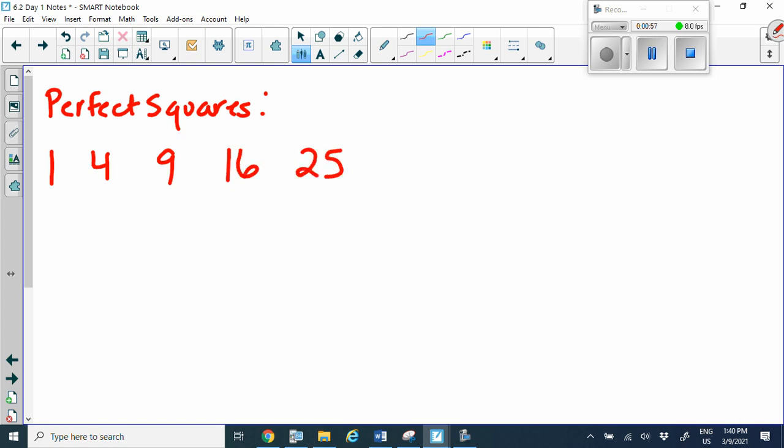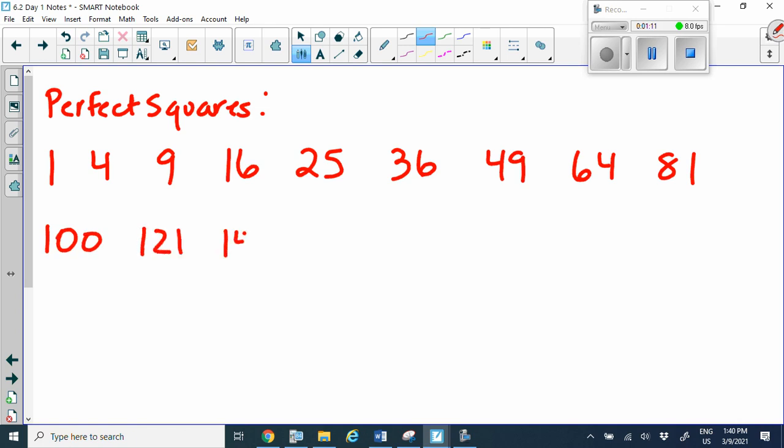5 squared is 25. 6 squared is 36, 7 squared is 49, 8 squared is 64, 9 squared is 81, 10 squared is 100, 11 squared is 121, 12 squared is 144. We're going to continue up, so let's do 13 squared. That's going to be 169, 14 squared is going to be 196. And then we'll just do 15 squared. That's going to be 225. I think we're good till there.